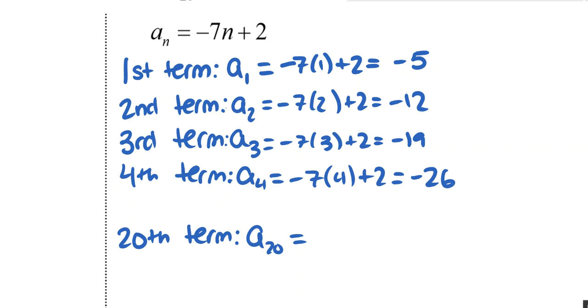And to find our 20th term, we're going to replace the n value with 20. And we wind up getting negative 140 plus 2, or negative 138.